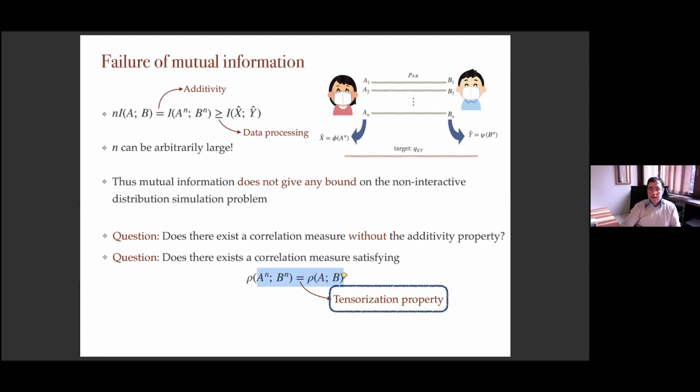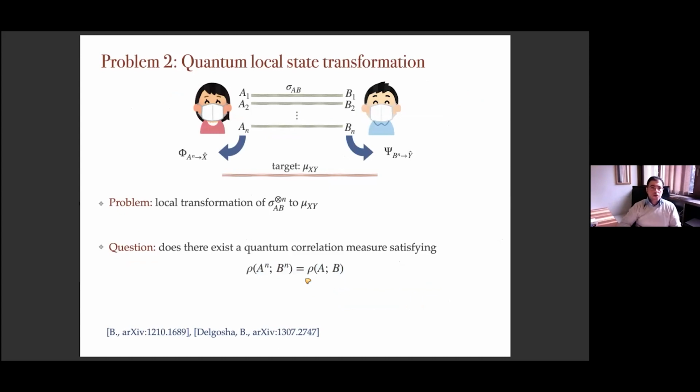So that's called the tensorization property. Having the data processing, meaning that it's a measure of correlation, and the tensorization property, I could prove bounds on this non-interactive distribution simulation problem. Okay. Let me go to the second problem.